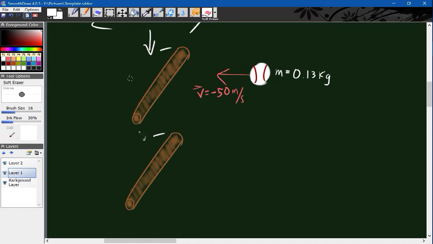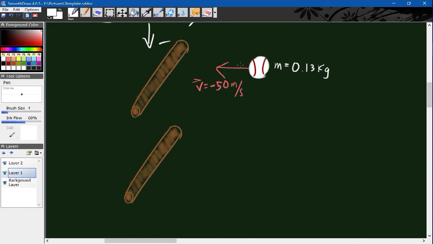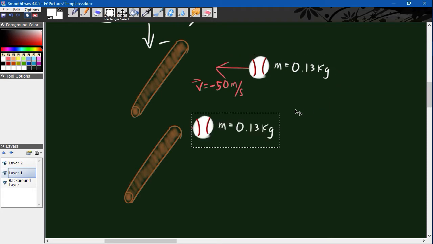And then you hit the ball really, really hard, and then it goes flying in another direction.